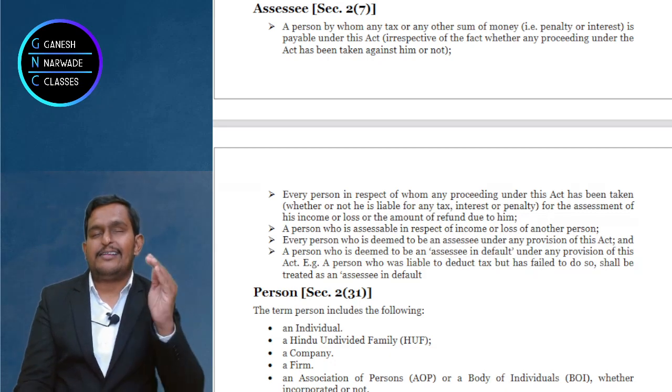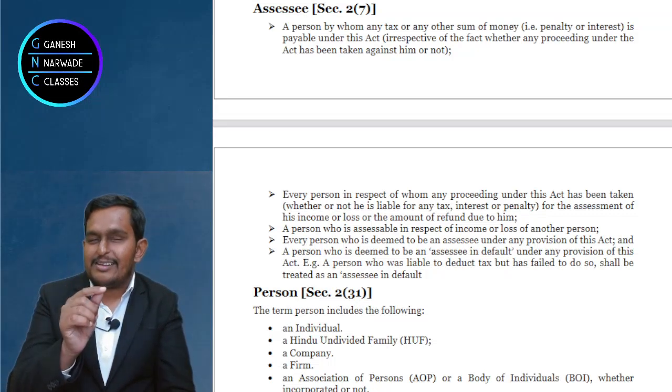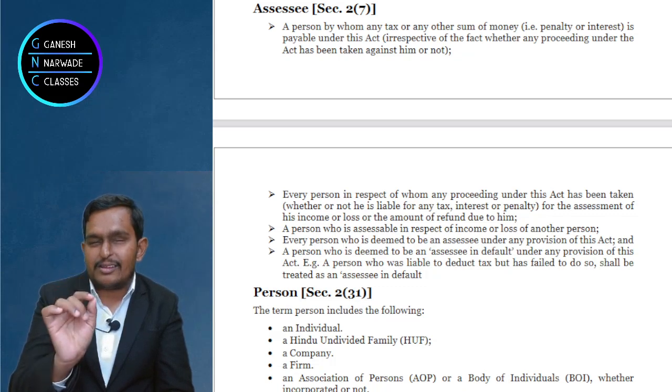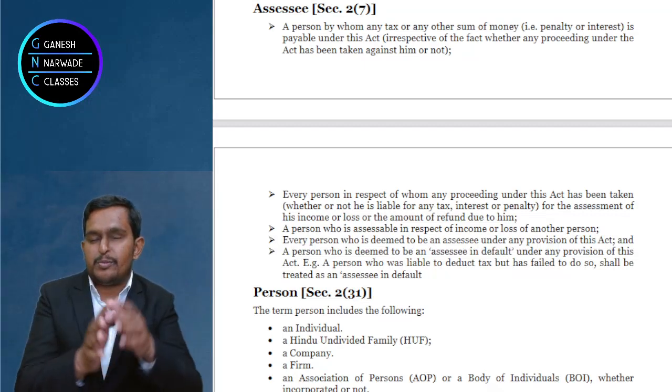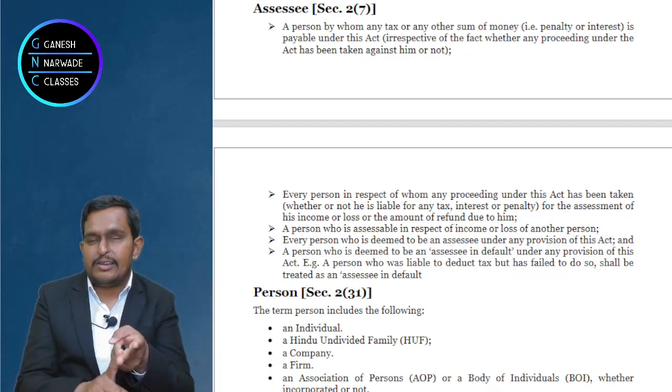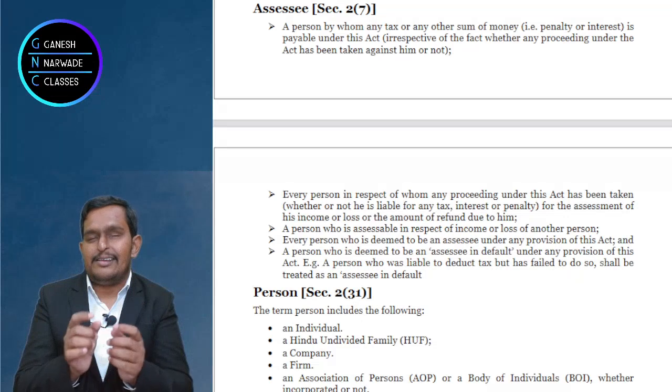Assessee is defined in section 2 clause 7. Section 2 comes, it means there is no subsection, it is only clause, right? Now section 2 clause 7, assessee means what? Dekho, a person who is earning income, who has to pay tax, is the assessee in simple language. So either the person has to pay income tax, interest on income tax, any penalties under income tax, or fees under income tax. If it is the case, he is an assessee, right?